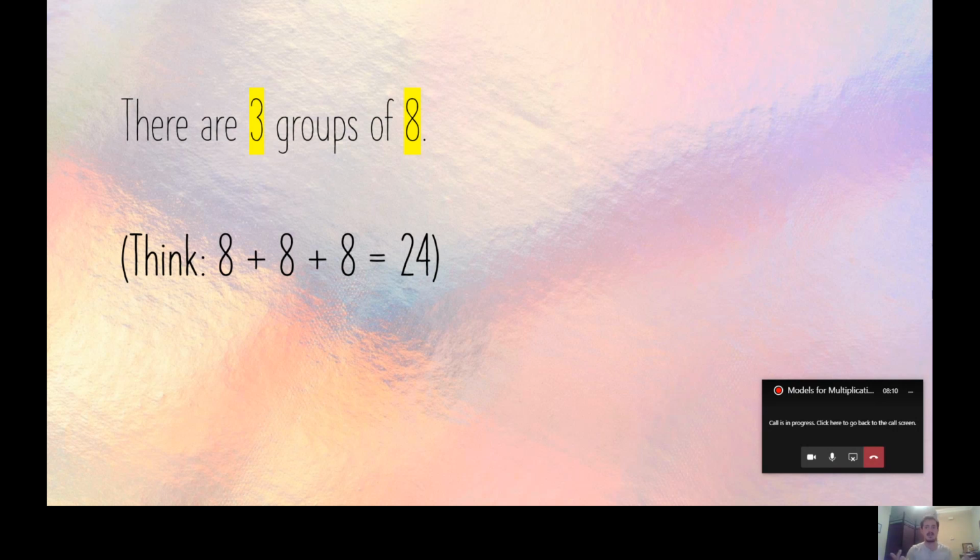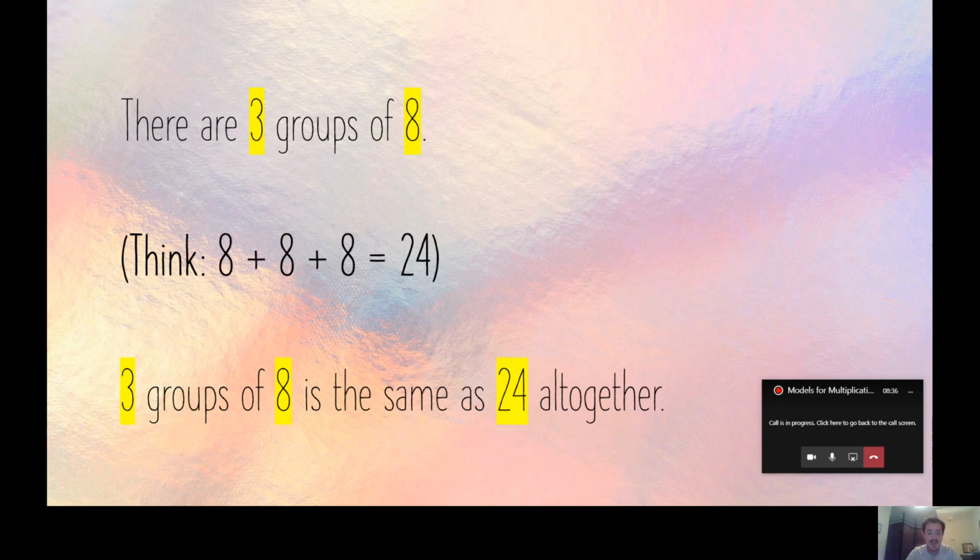And if I do that, I can do it kind of fast because I can say 8 plus 8 is 16. I know that. 16, 17, 18, 19, 20, 21, 22. Oh, I held up 6 fingers, my bad. 8 plus 8 is 16. Plus another 8: 16, 17, 18, 19, 20, 21, 22, 23, 24. Now I got 24. So 3 groups of 8 is the same as 24 all together.